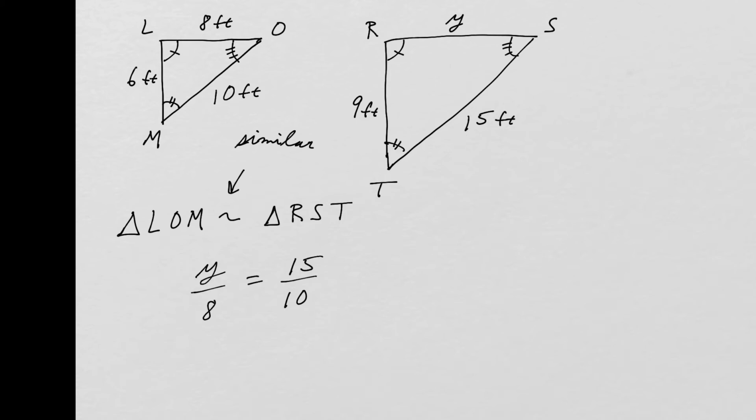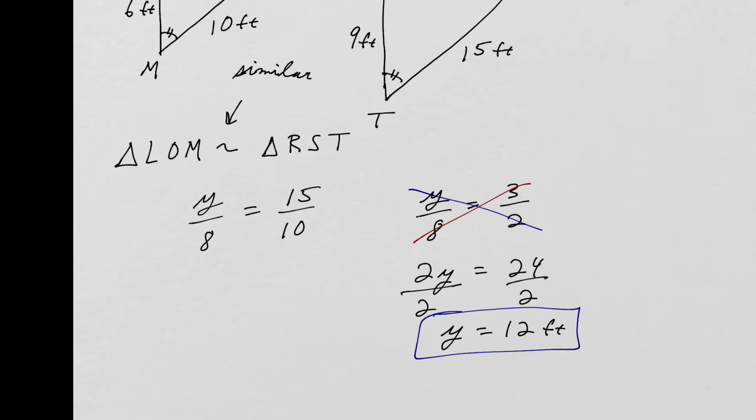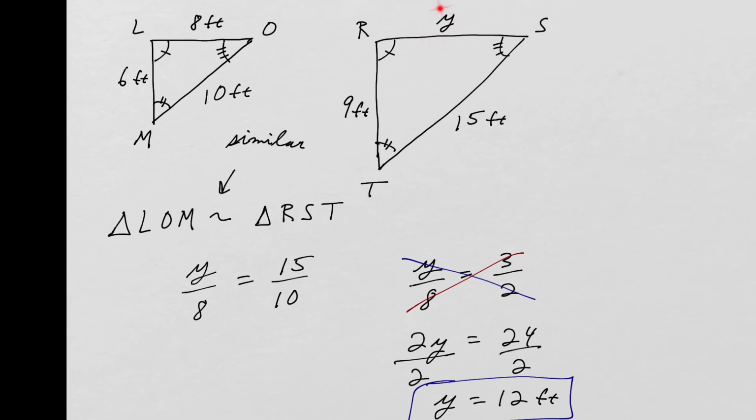So remember back in chapter 5 where we solved proportions, you could simplify 15/10, right? I could write this as, 5 goes into 15 3 times, 5 goes into 10 twice, so that's the same thing as 3 halves. And then to solve this, I do cross multiplication, right? Upper left times bottom right, so that's going to be 2y equals bottom left times upper right. 8 times 3 is 24. And then finally, if I divide by 2, it looks like y is equal to 12, and it has units of feet. So that would be the answer. So y is equal to 12 feet. So this length right here must have been 12 feet.